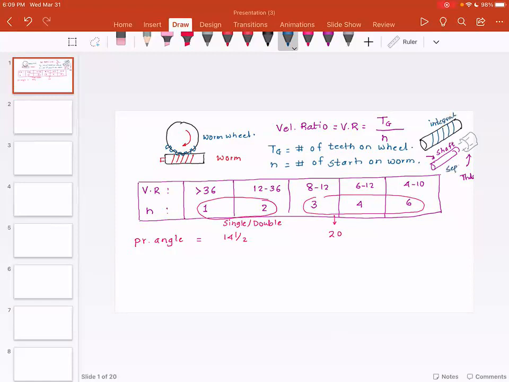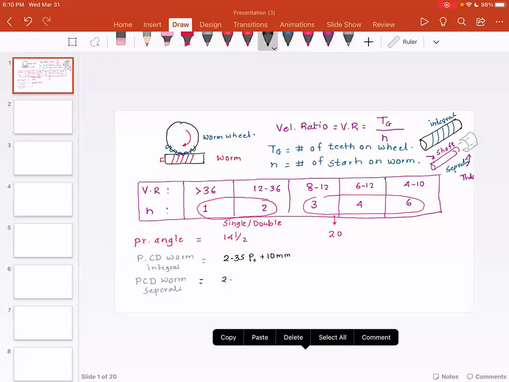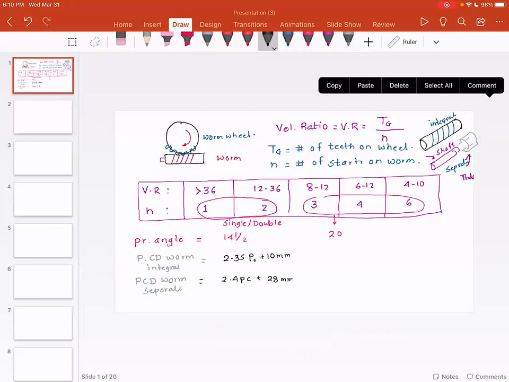Now the pitch circle diameter for the worm when it is integral is different, and the pitch circle diameter for the worm when it is separate is slightly different. Typically, the ratio is 2.35 times circular pitch plus 10 millimeters of clearance. And when a worm is separate from the shaft, typically you add additional clearance, which is 2.4 times PC plus about 28 to 30 millimeters. So 28 millimeters. And you use the same dimensions here.